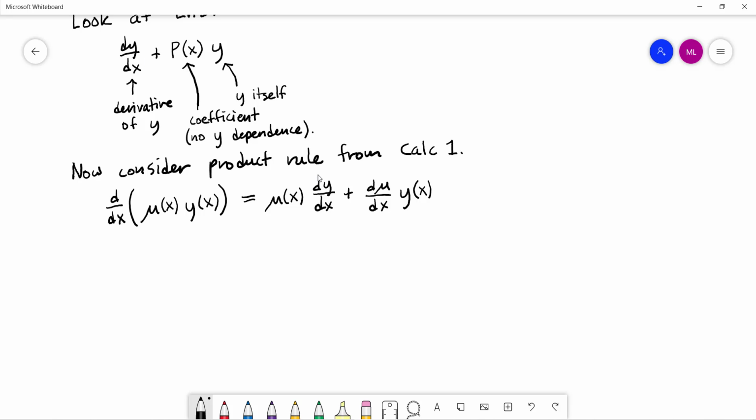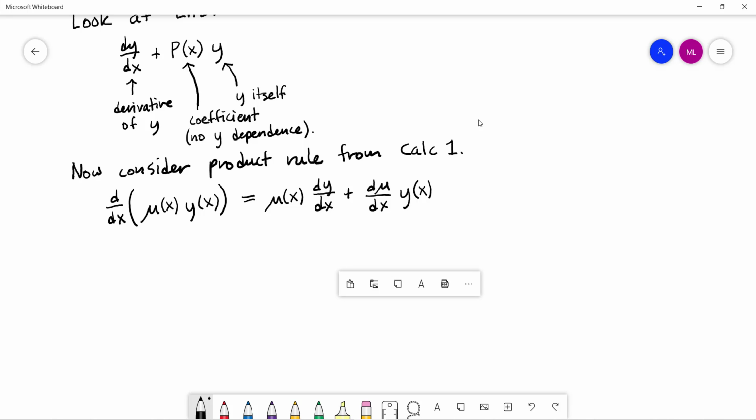If I could make them look exactly the same, well, then I know how to integrate this entire side, right? The integral of this just means undoing the differentiation. Undoing the differentiation would lead me back to the original product, this mu of x times y of x. So that is my goal. If I can modify it in some way so that it looks exactly like this, then I will have something that I know how to integrate. It's basically just going to be product rule in reverse, right?